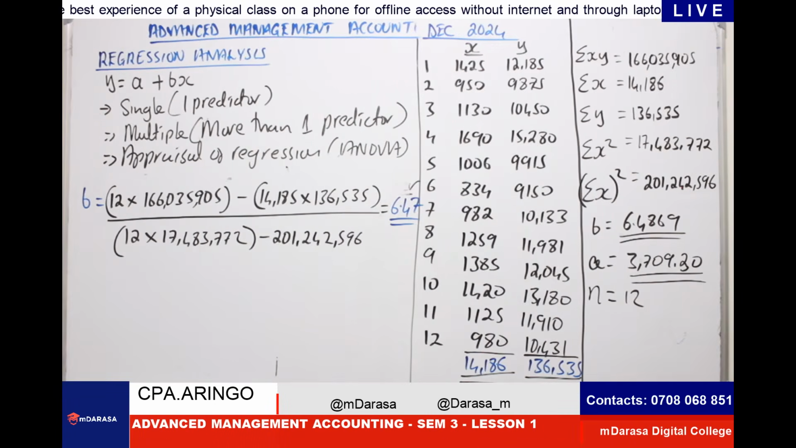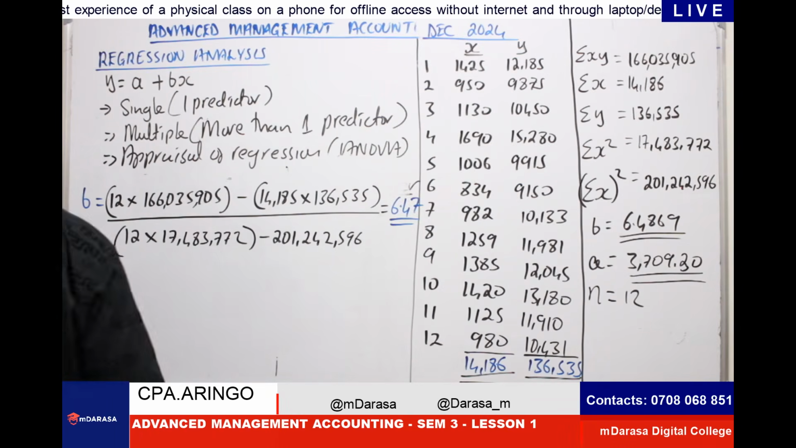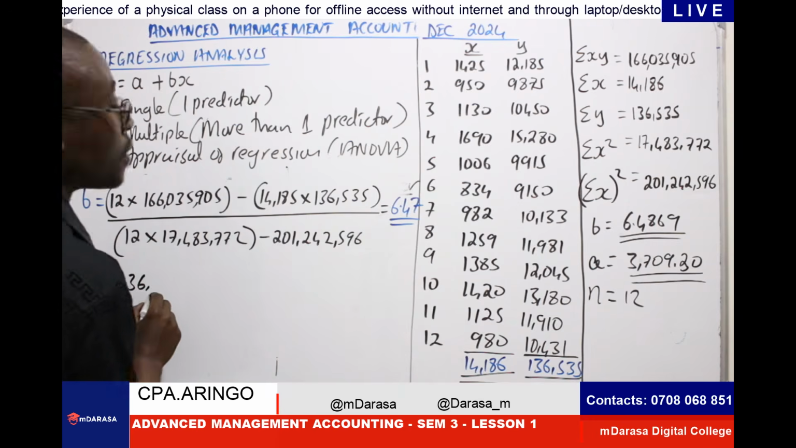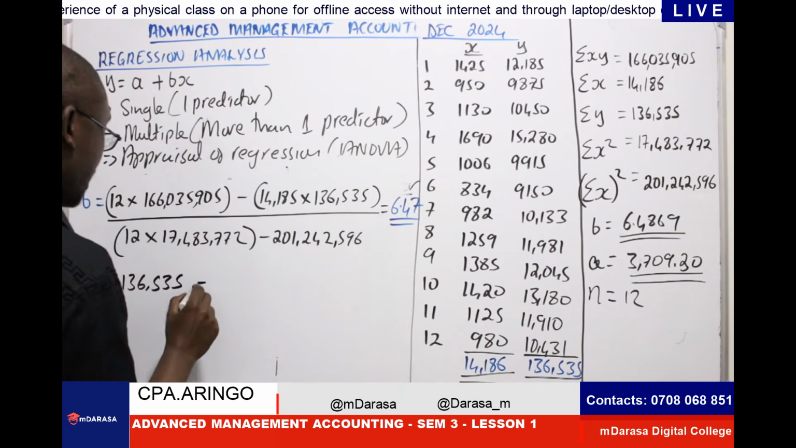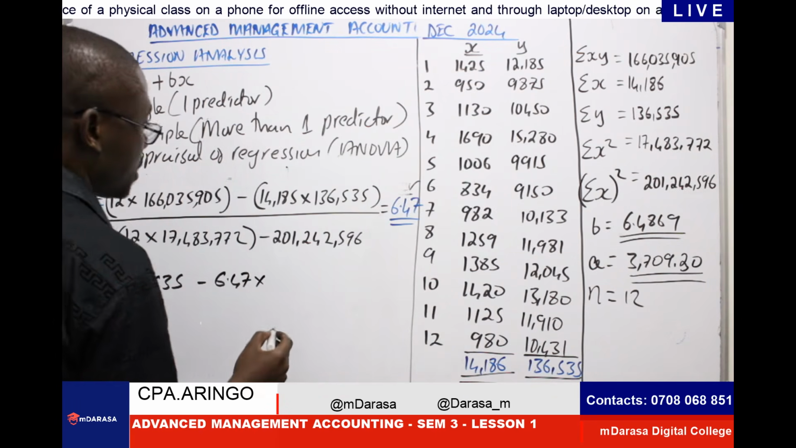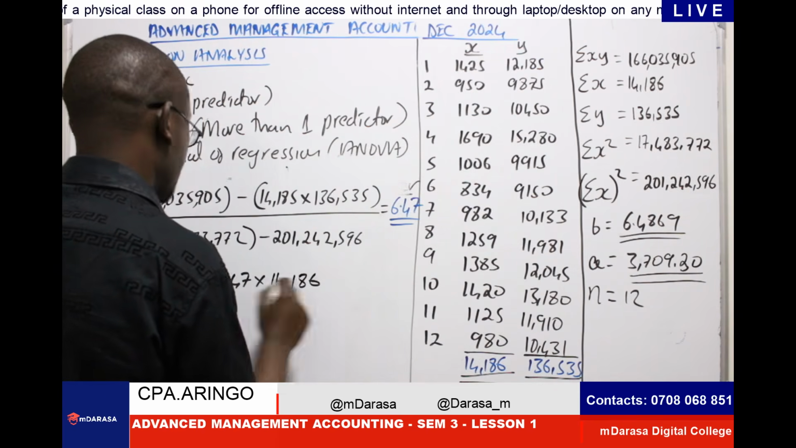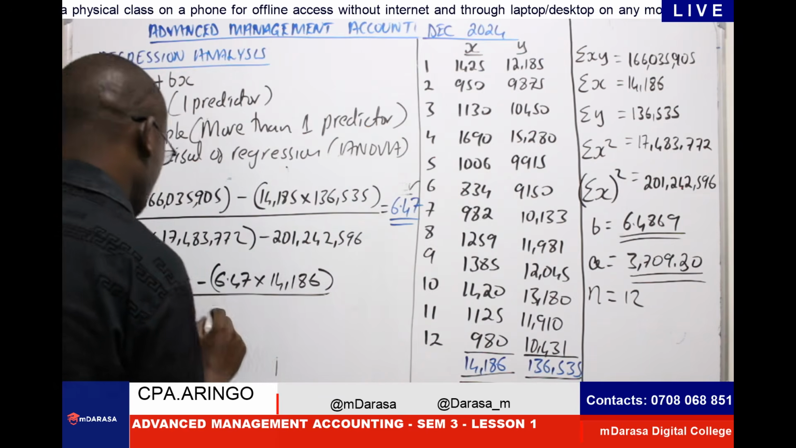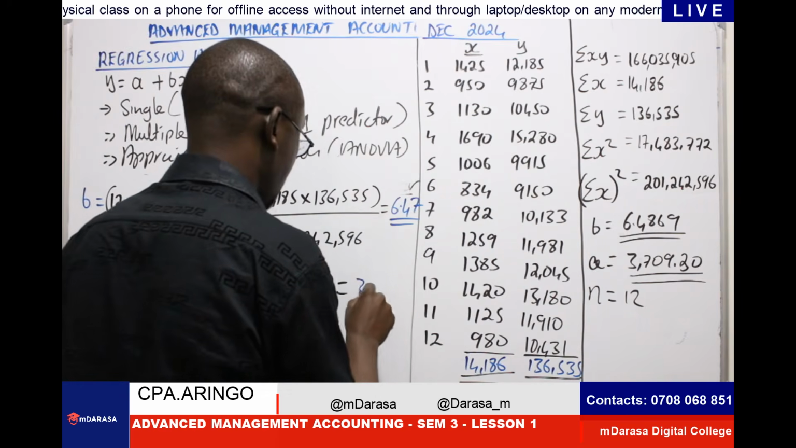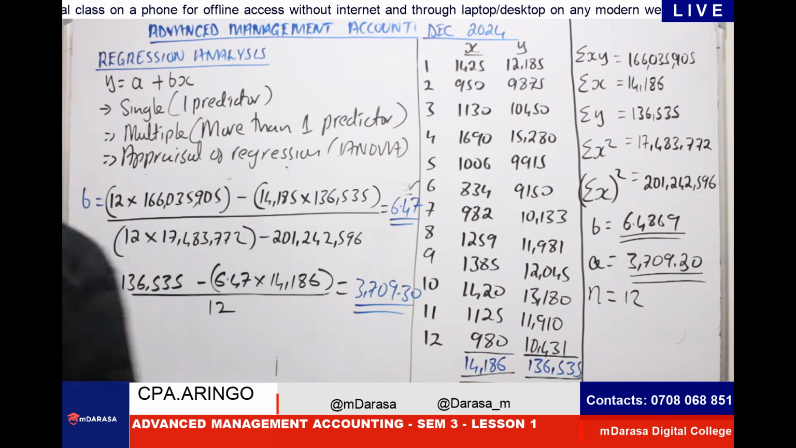So we come and do A. To determine A, you know very well that you're about summation of y, which is 136,535, you less B, 6.47, times summation of x, which is 14,186, divided by n, which is 12. Come and indicate the value of A that you've achieved: 3709.30. You're done.